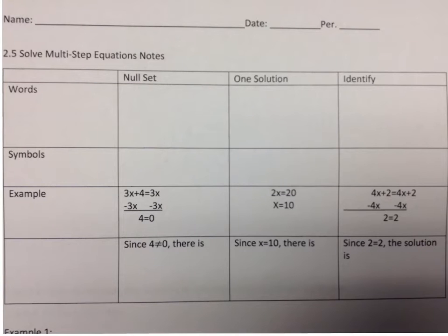For this chart, we're going to explore what makes no solution, what makes one solution, and what makes infinitely many solutions. The first one that we're going to look at is no solution.